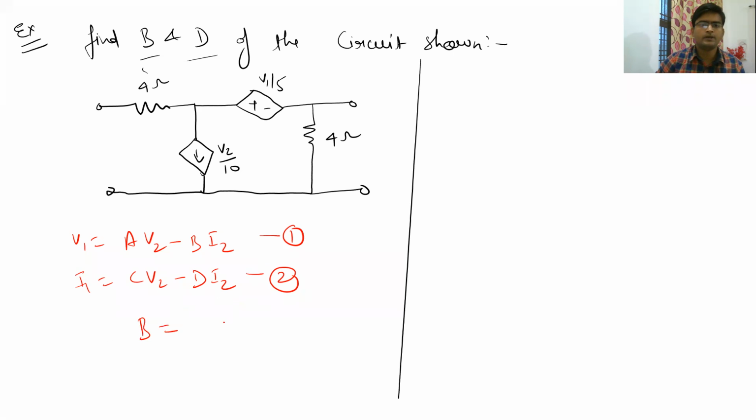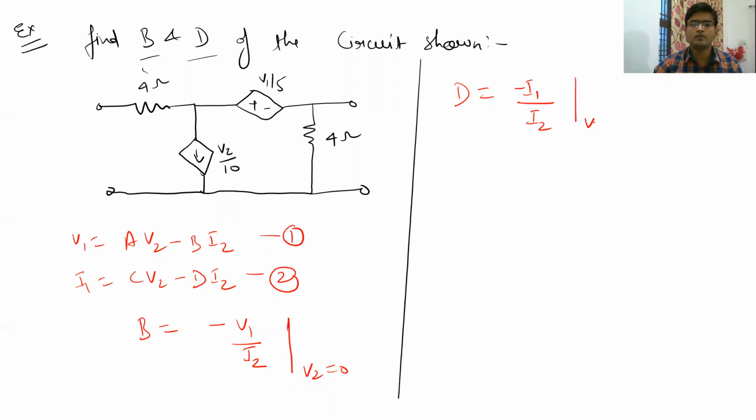So what will be the value of B? B will be nothing but minus V1 upon I2 when V2 is equal to 0, and the value of D will be minus I1 upon I2 when V2 was 0. So in both these cases, we have to make the V2 0, and this was your V2, and if you want to make it 0, what you have to do is short circuit these two terminals, right? So let us make a modified circuit.